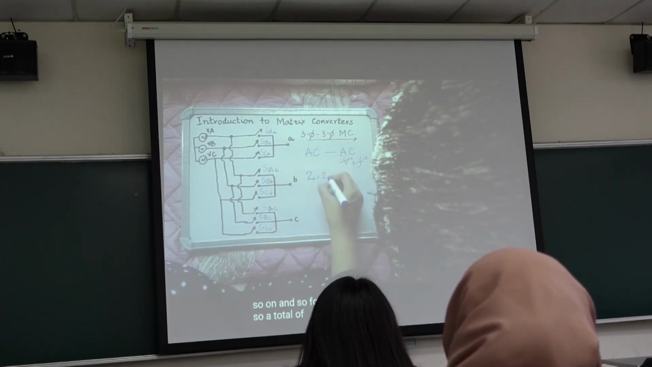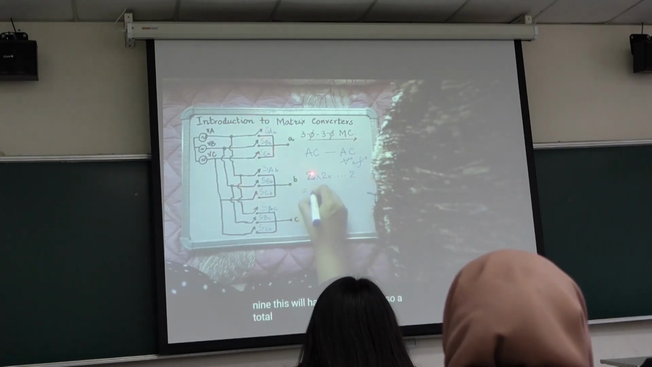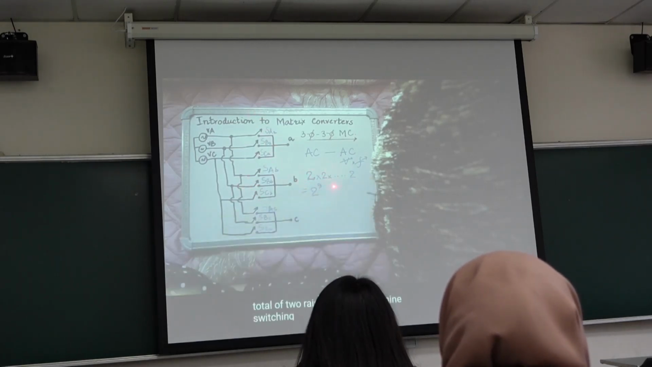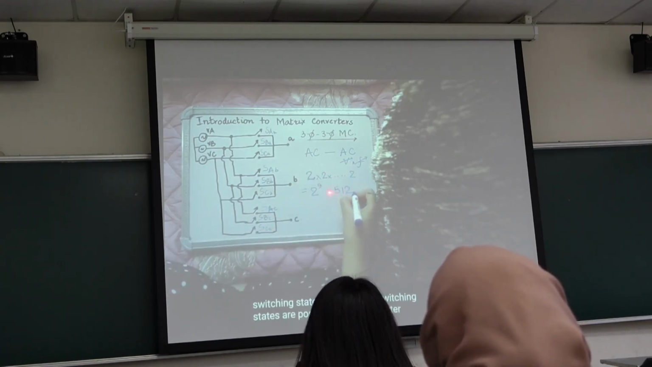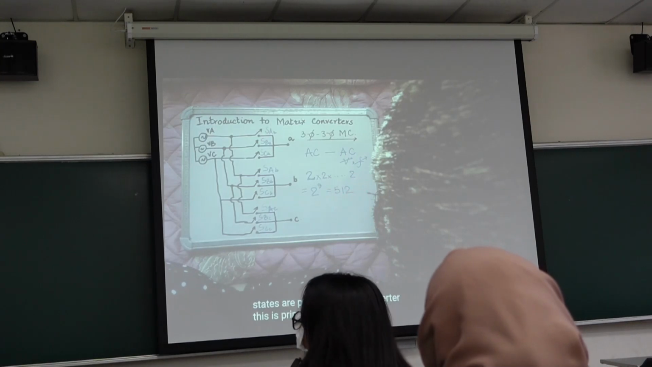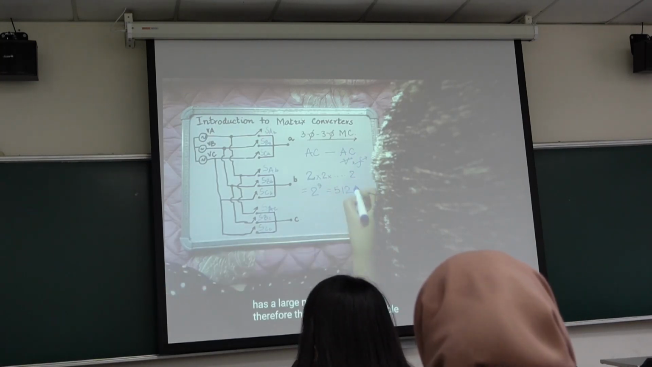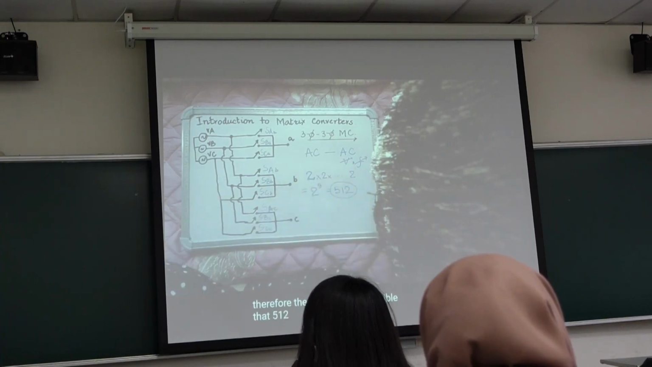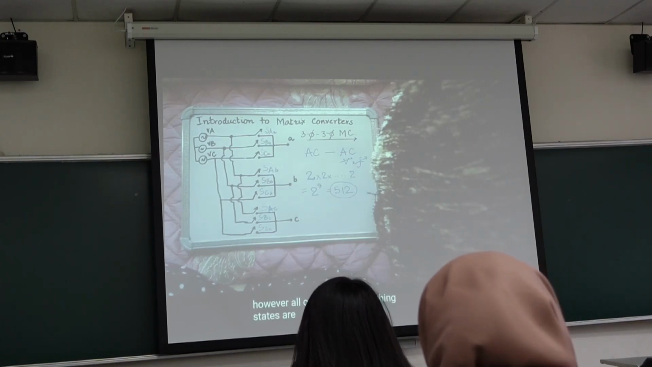So a total of 2 raised to the power 9 possibilities, because we have 9 switches. So how many states can we have in this converter? 512. Therefore, theoretically, 512 switching states exist. However, all of these 512 switching states are not feasible.